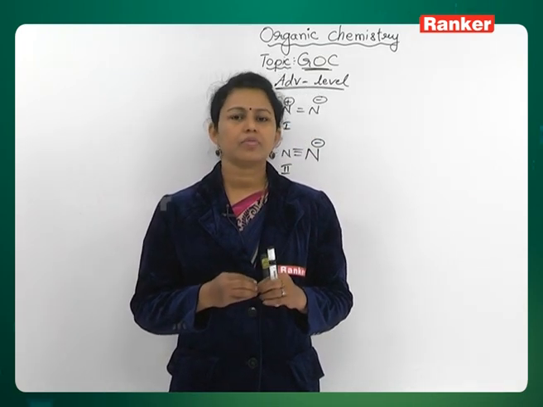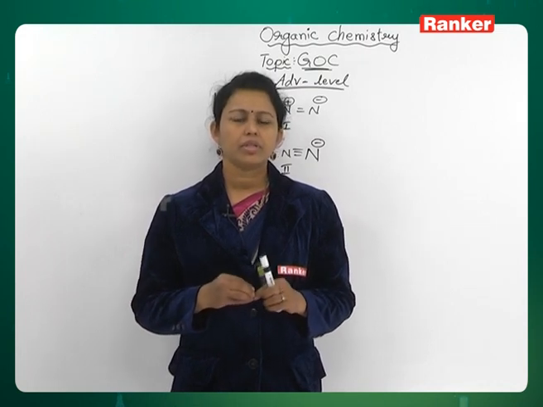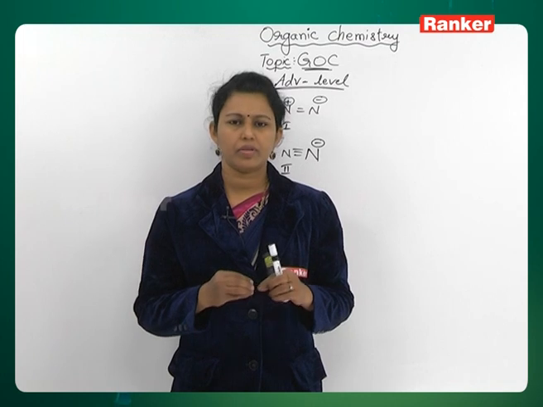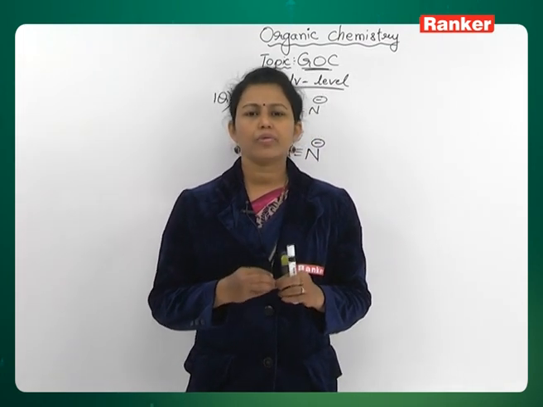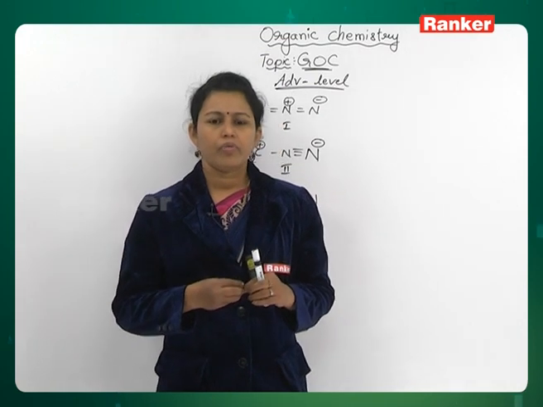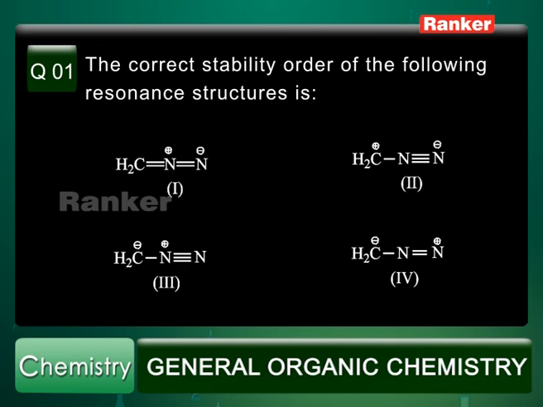First we'll discuss the first type, that is section 1, which includes single answer questions. Let us discuss the first question. The question is: the correct stability order of the following resonance structures is. Four options are given and you have to find out the stability order of these resonance structures.